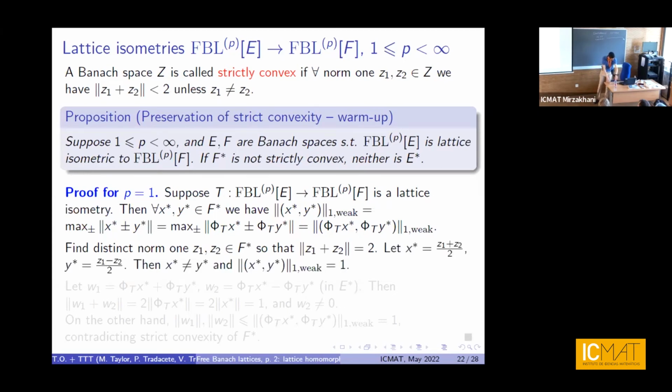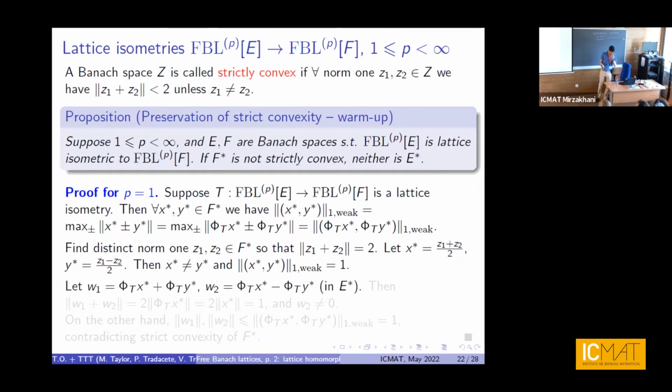And now I define X star to be the average of Z1 and Z2, and Y star to be their difference. Here I should say that Y star is different from 0, and the 1-weak norm here is equal to 1.